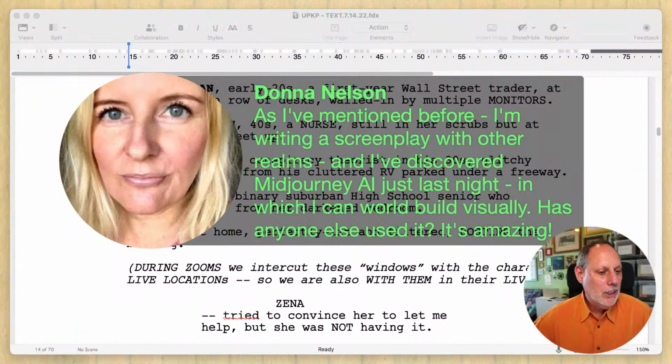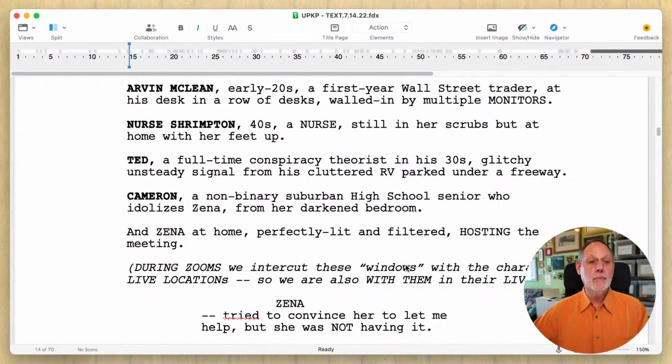As I mentioned before, I'm writing a screenplay with Other Realms, and I've discovered Midjourney AI. I do know about Midjourney. I think Midjourney is useful. I think that here's the thing.